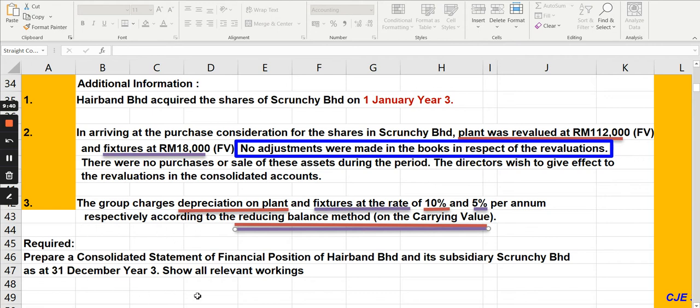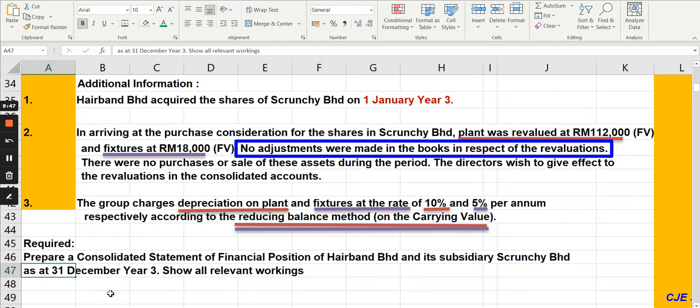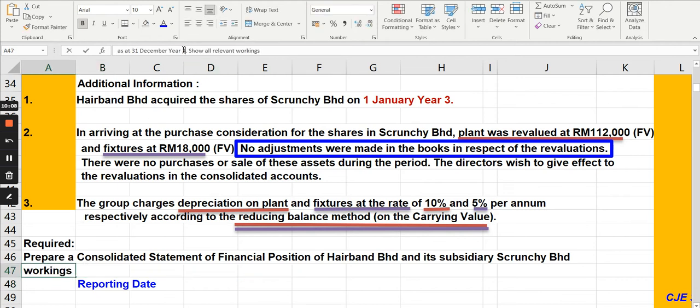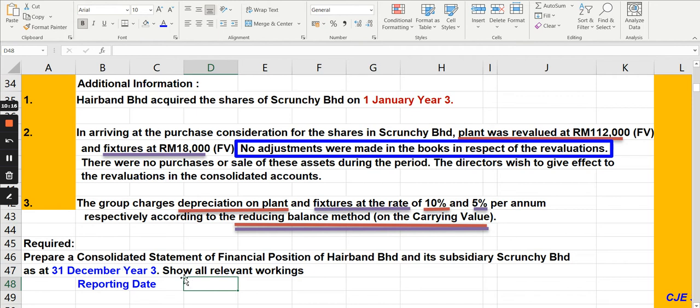You have to prepare the consolidated statement of financial position of Hairband and subsidiary Scrunchy as at 31st of December year 3. So this 31st of December year 3 is the reporting date. And the reporting date is 31st of December year 3, which is after a year. Okay. You are asked to show the relevant workings.